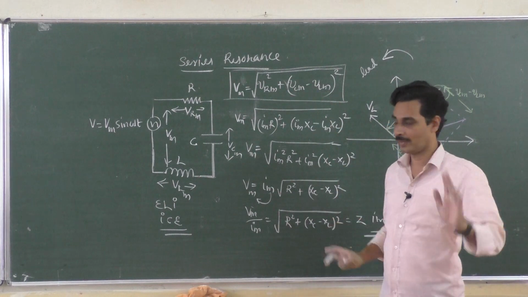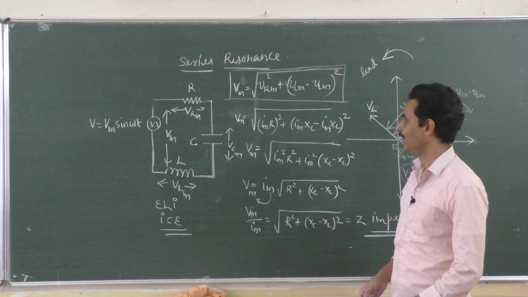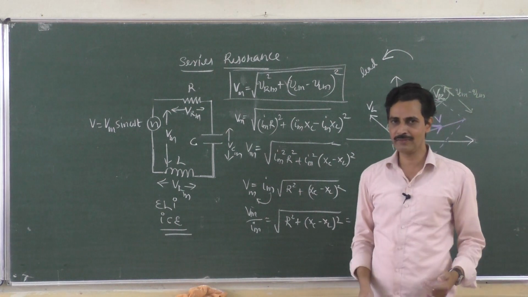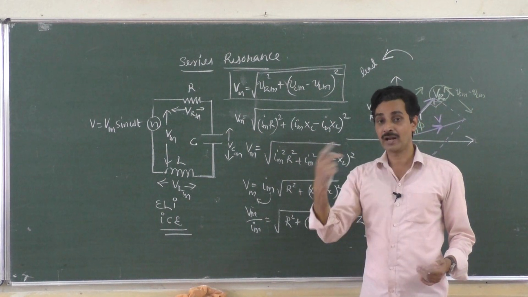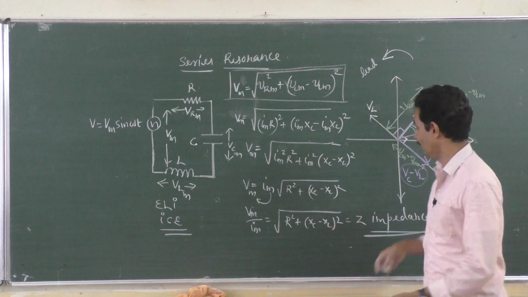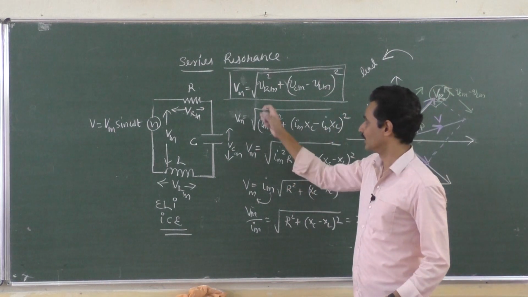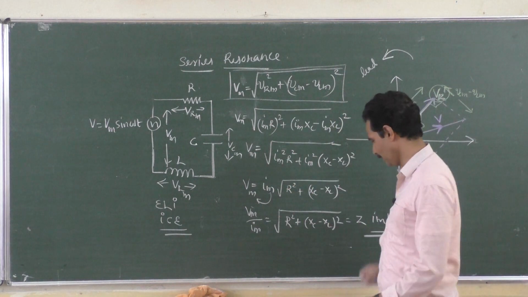So no problem whether the frequency is less or more. For low frequency, XL is less, XC is more. For high frequency, XC is more, XL is less. Whatever it is, the answer is the same. So this gives the total voltage, and this is called the impedance of the circuit.